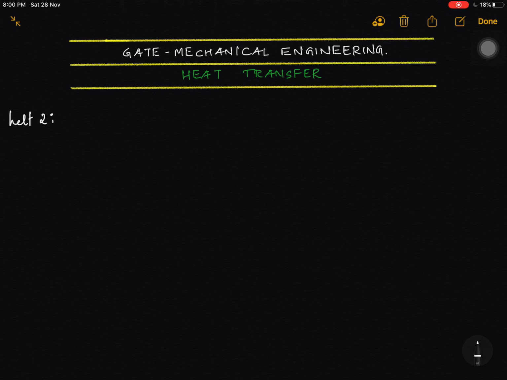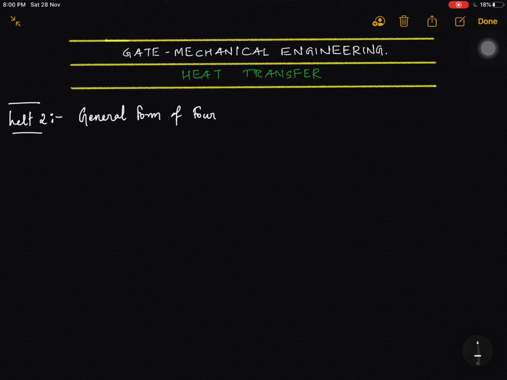Hi friends, this is the second lecture in the lecture series for the preparation of GATE in Mechanical Engineering. Since this is the second lecture, please go through the first lecture for getting a better understanding. Today we will be dealing with the general form of Fourier's law.